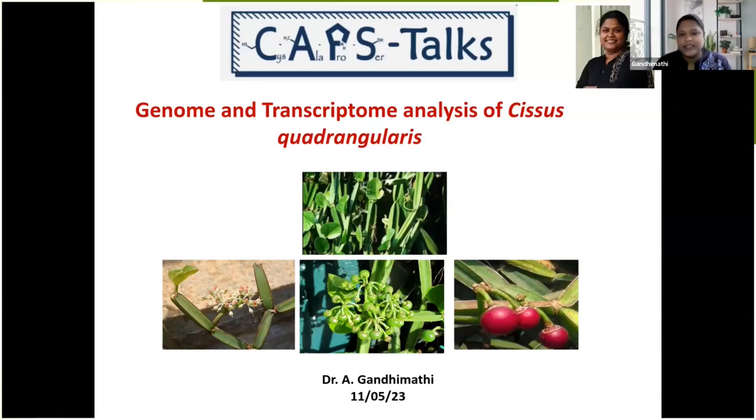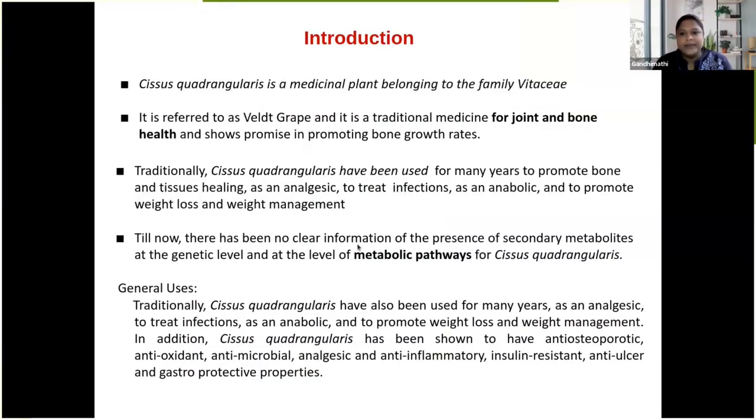The secondary metabolites present in this plant have very good medicinal values. You can see this plant has a lot of stem and very few leaves, but the stem is the most important part, and it carries a lot of the medicinal value. So that's what the introduction is all about.